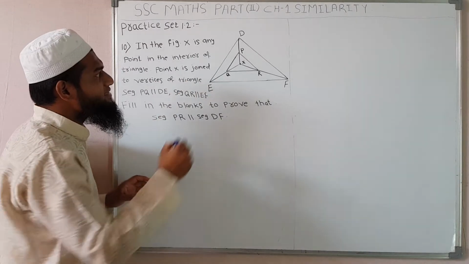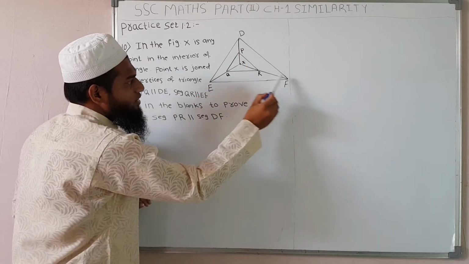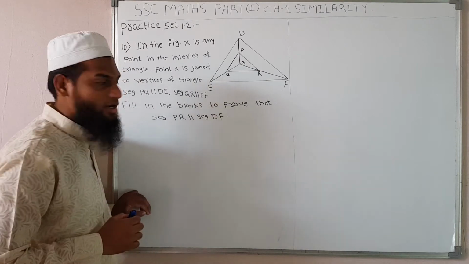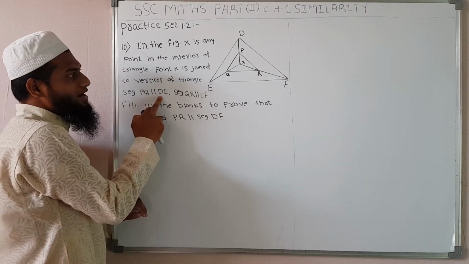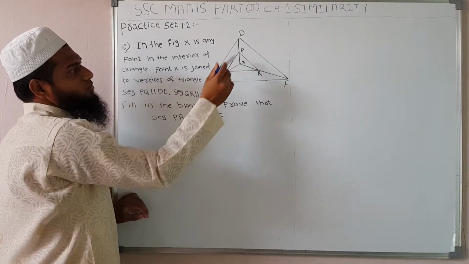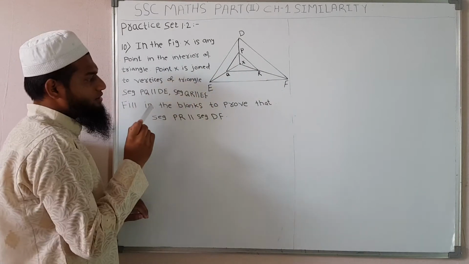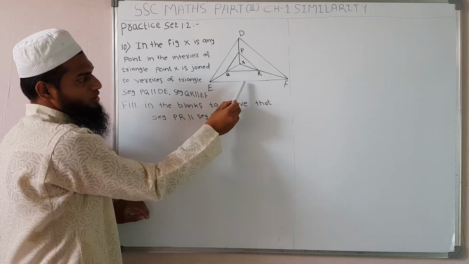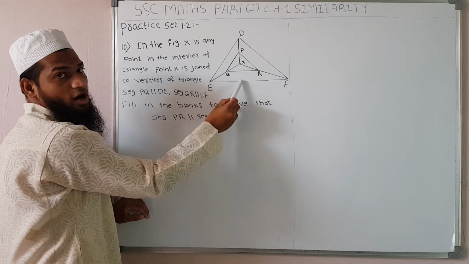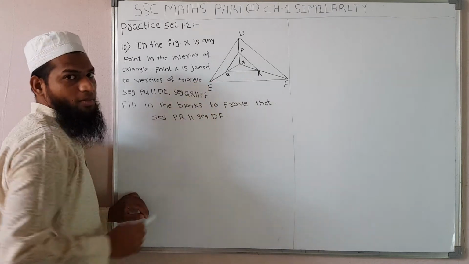What are the vertices? These are the vertices of the triangle. Segment PQ is parallel to DE, and segment QR is parallel to EF. These two are parallel and these two are parallel.